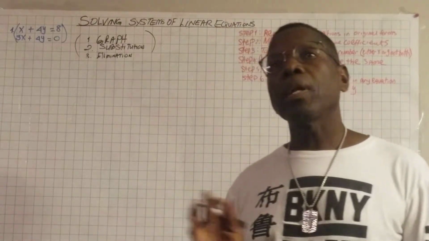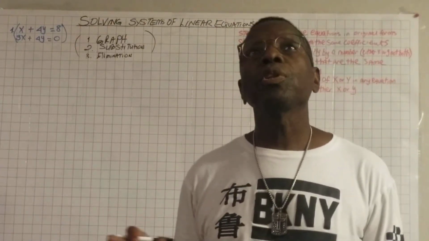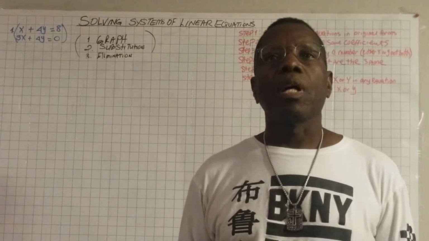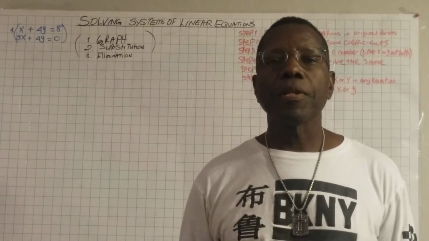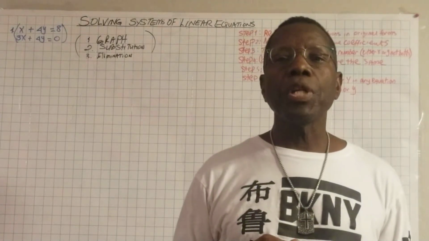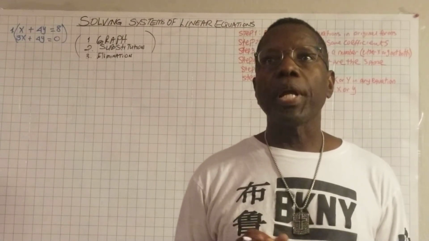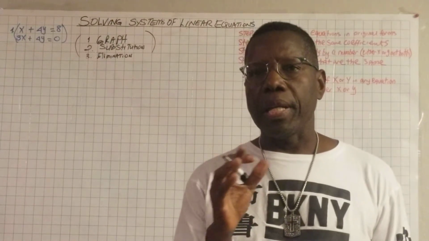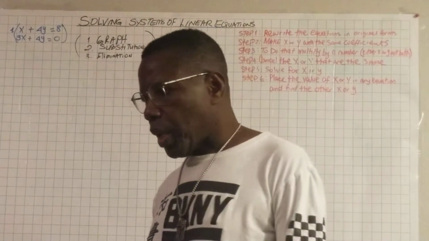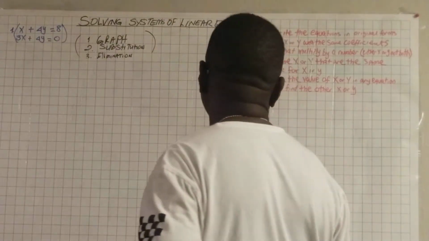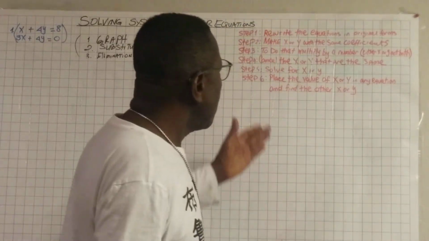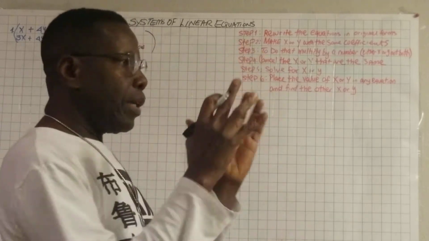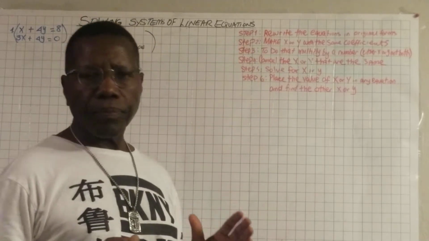So now we're gonna go to the third portion of solving systems of linear equations. The third way to do that is by elimination. And the way you do it is like this. There are these steps. First, you have the equations that are given to you.